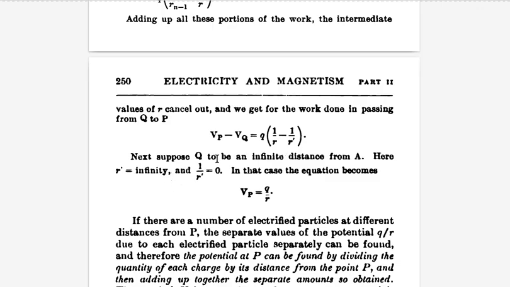Next suppose Q to be an infinite distance from A. Here R prime equals infinity, and 1 over R prime equals 0. In that case the equation becomes V of P equals Q over R.